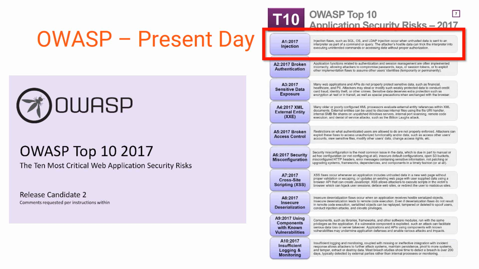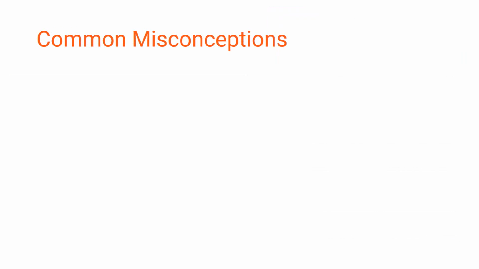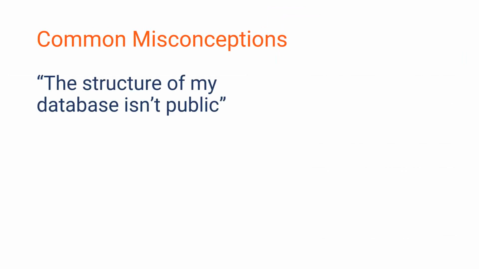Even back in the 90s, this was a problem. Even today, this is still a problem. And I think there are a few reasons for that. I want to briefly mention the common misconceptions of why SQL injection still exists. It exists because of these misconceptions, because I think a lot of people don't realize that they are at risk. The first misconception people have is that the structure of my database isn't public.